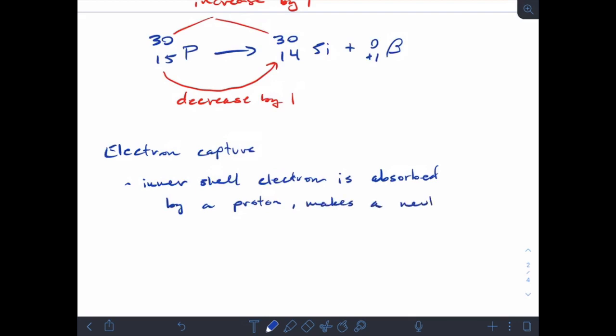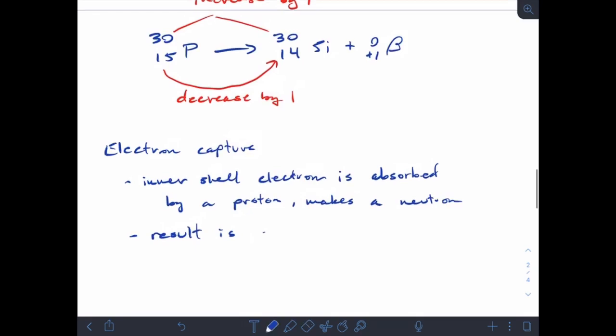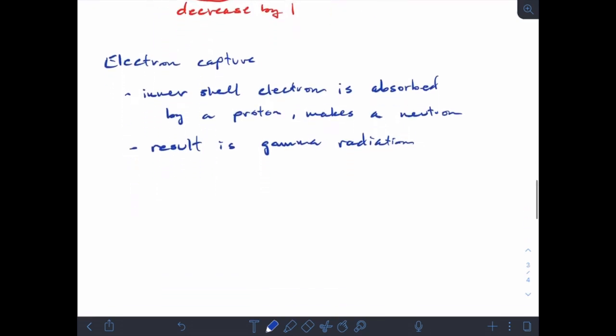Okay, so beta emission is the spontaneous conversion. Electron capture is actually the absorption of an inner shell electron. And the result is gamma radiation. And we'll talk about that here in just a moment, and how that's different from other types of radiation.